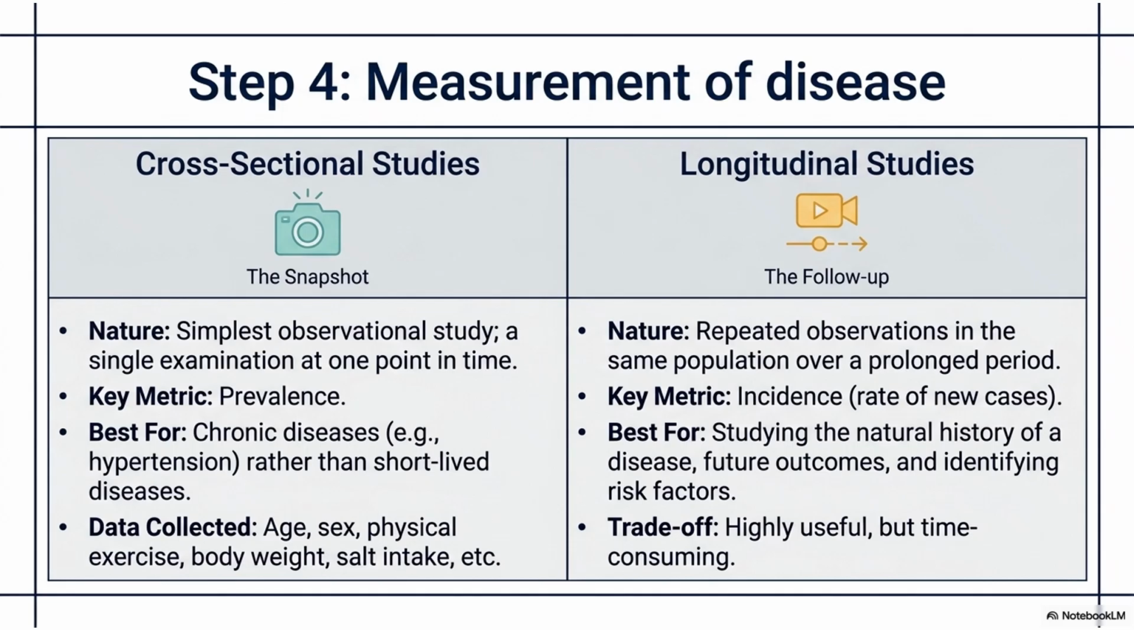Because we go multiple times, for example, in the first visit only 4 people got the disease, and in the second visit 3 persons newly got the disease. So new cases we will also know, and we can calculate the incidence rate. Because we are following them up for a particular period of time, it is best for studying the natural history of disease, future outcomes, and identifying risk factors. Even though longitudinal studies are highly useful, they are time consuming. And again, cross-sectional studies are of two types: descriptive cross-sectional studies and analytical cross-sectional studies.